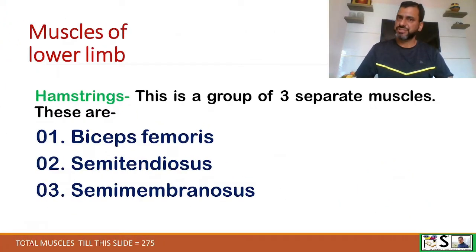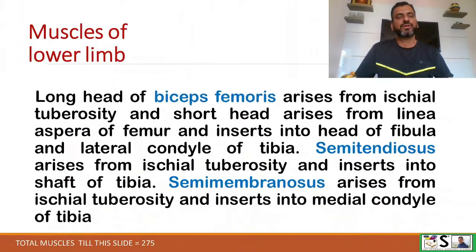Hamstrings. This is a group of three separate muscles and these muscles are biceps femoris, semitendinosus and semimembranosus. Long head of biceps femoris arises from the ischial tuberosity and short head arises from linea aspera of femur and insert into head of fibula and lateral condyle of tibia.